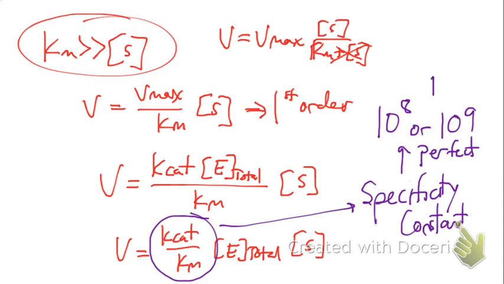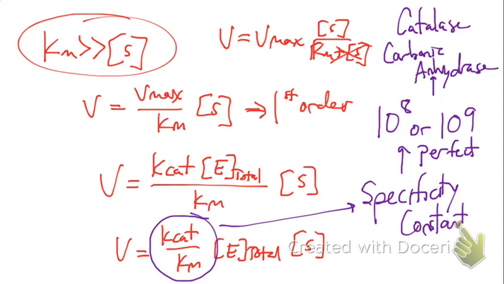And there are two examples of these. One is catalase. Catalase is an enzyme that breaks down hydrogen peroxide in our body to water and oxygen, because we know hydrogen peroxide is very toxic in our body. It can oxidize a lot of different things. The other one is carbonic anhydrase. This takes CO2 and turns it into bicarbonate, and is very, very important for our buffering system. So that's if the Km is much greater than the concentration, we can calculate that specificity constant.